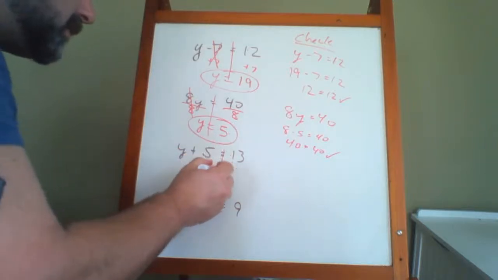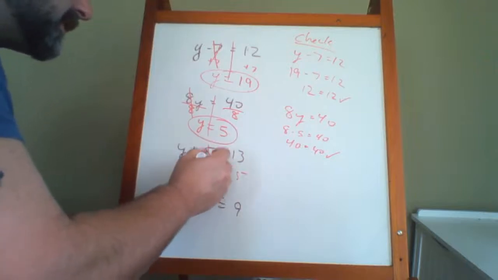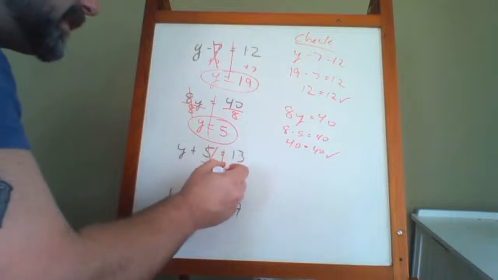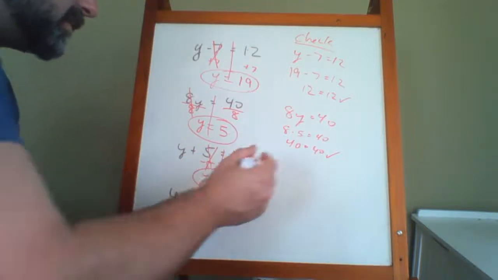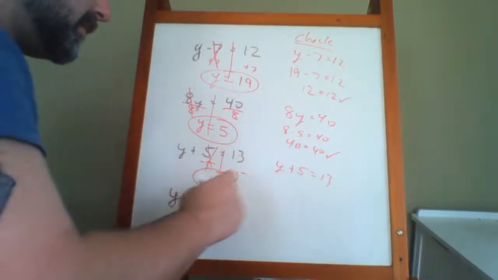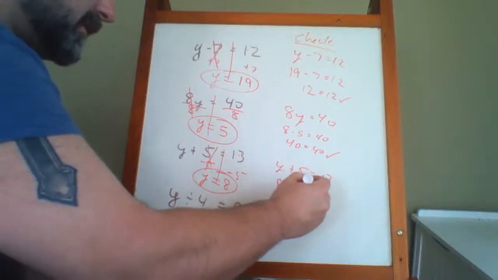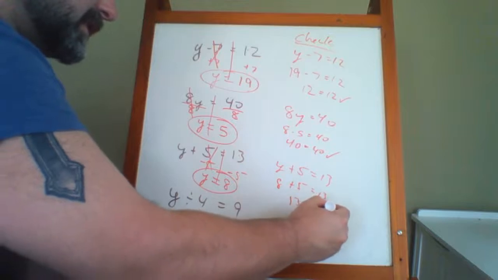The next one here, y plus 5 equals 13. So now we're going to draw the wall, subtract each side by 5 because it's the opposite. The opposites cancel out. So it's just going to leave you with y, and 13 minus 5 is 8. So y equals 8. Now we're going to plug it in. So y plus 5 equals 13, but instead of y, we're now going to substitute 8 in. So it's 8 plus 5 equals 13. 8 plus 5 is 13, and 13 does equal 13.